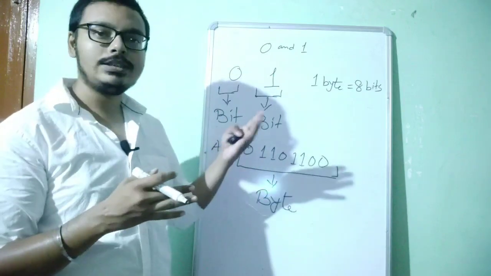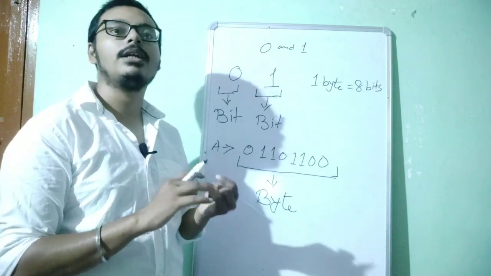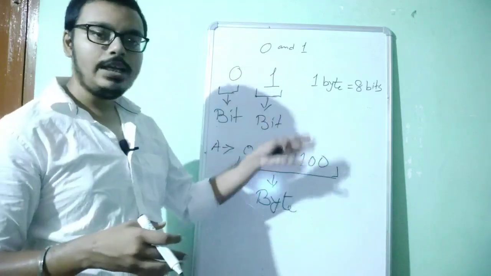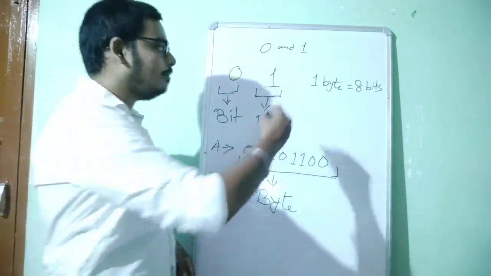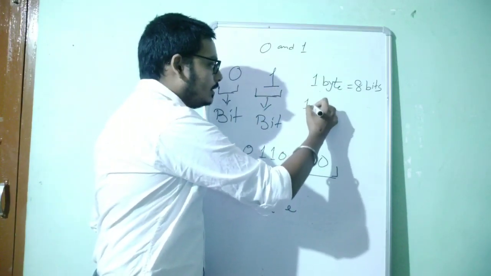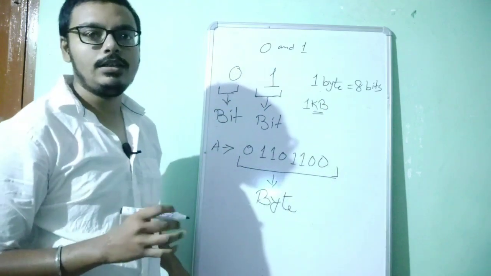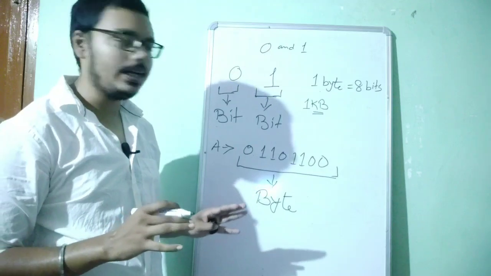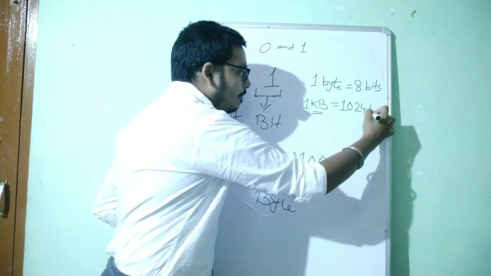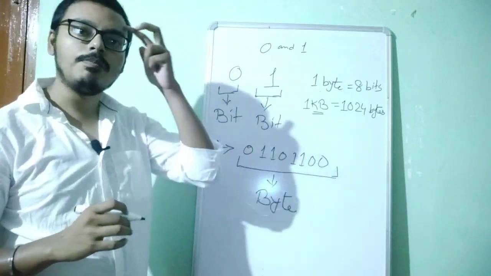Similarly, like in distance, the measurements are what? Millimeter, then centimeter, then meter, in this way it goes, right? Similarly here also there is a system. So 1 byte is equal to 8 bits. Then after byte we say 1 KB, that is KB represents kilobyte, K-I-L-O byte. All right, so 1 kilobyte means 1024 bytes. Remember this, 1 kilobyte means 1024 bytes.